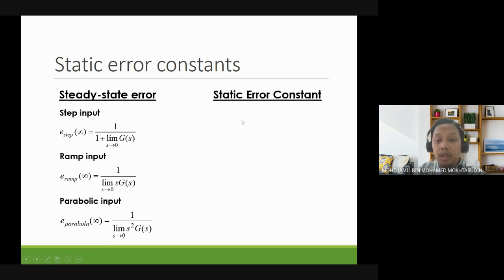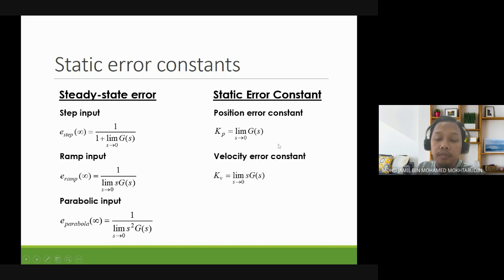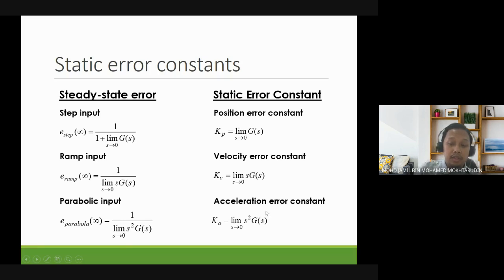So here you can find the static error constant. The static error constant basically is the value of the limit. For the position error constant, Kp equals the limit of G(s) when s approaches 0. For the velocity error constant, it's simply the limit when G is multiplied by s. And lastly, for the acceleration error constant, it's the limit when G is multiplied by s squared.